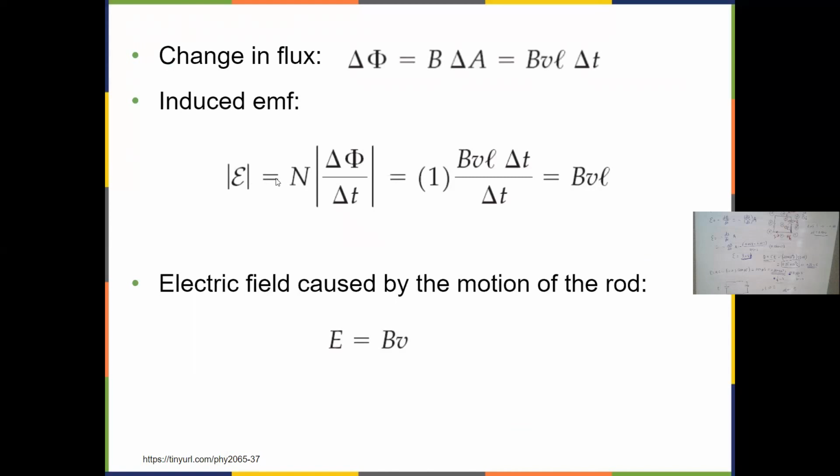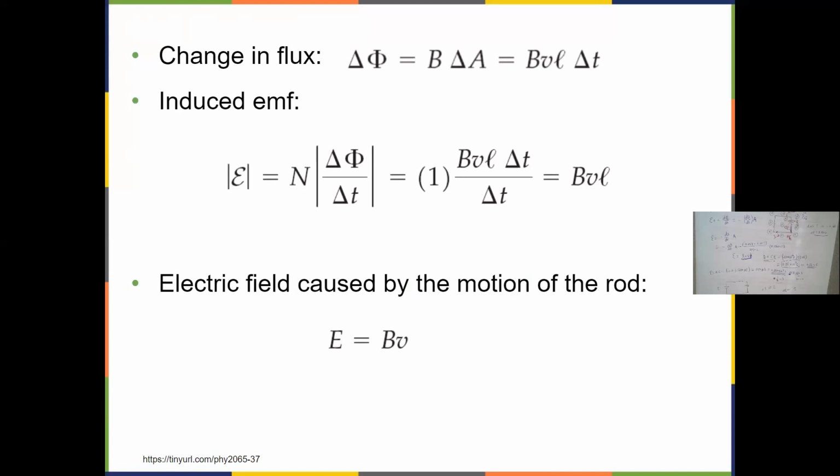That should be equal to the number of loops you have. In this case, you have only one single loop, okay? So N equals 1, delta phi over delta T, okay? Delta phi is this guy over delta T. So you can see delta T and delta T would cancel. So your induced EMF would have a magnitude of B, the magnetic field, times the speed of the rod, and times the length of the rod. Okay, so BVL, that's the induced EMF.